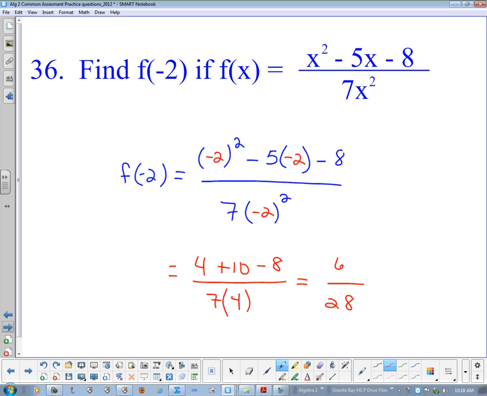28. Should I leave it like that? No, let's simplify. How about we just cut it in half? So 6 divided by 2 is 3. 28 divided by 2 is 14. Will that work? Yes.